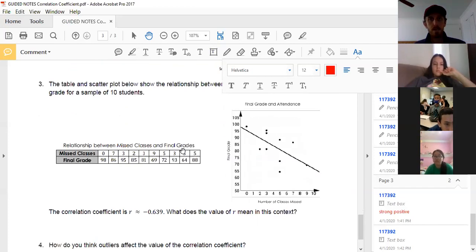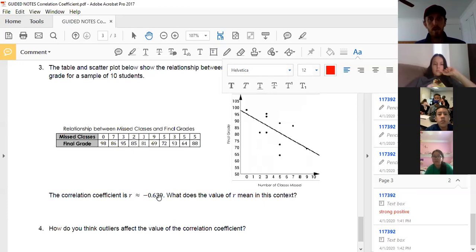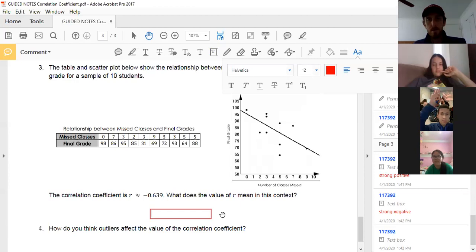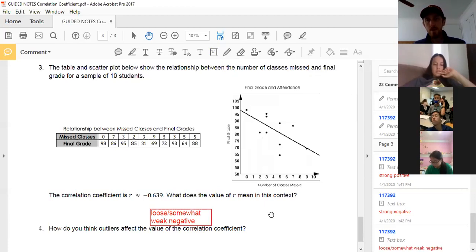All right, next one gives you a correlation coefficient of negative 0.639. So there is a negative correlation, right? So we could say it's negative. It's not particularly strong, but it is there, right? So we could say loose or somewhat weak negative correlation. There still is a correlation. If it were super weak, it'd be really close to 0.